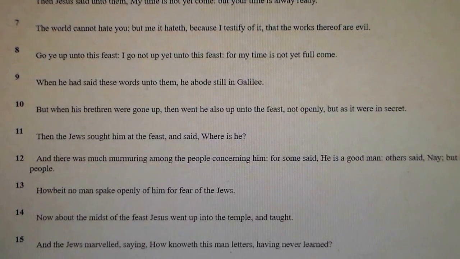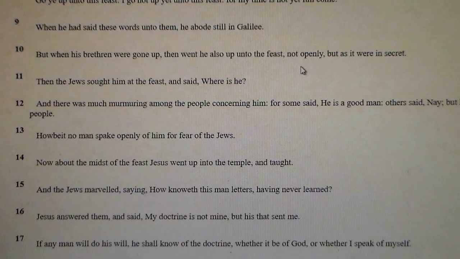It says, when he had said these words unto them, he abode still in Galilee. But when his brethren were gone up, he went also up unto the feast, not openly, but as it were in secret. Praise God. So he went to the feast, but notice this.